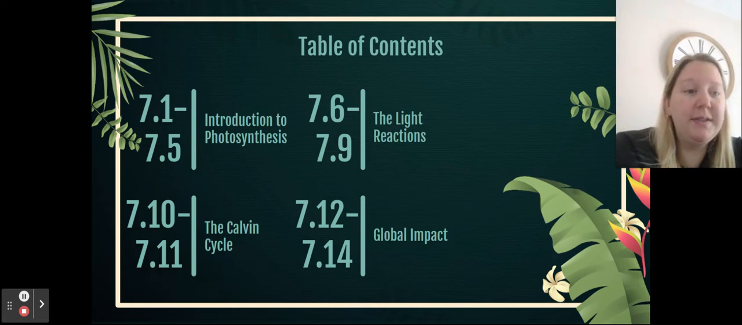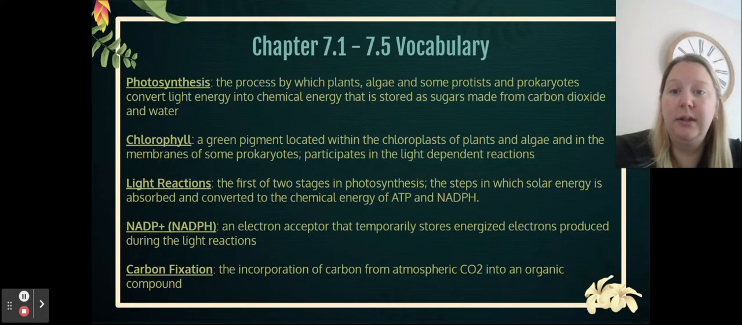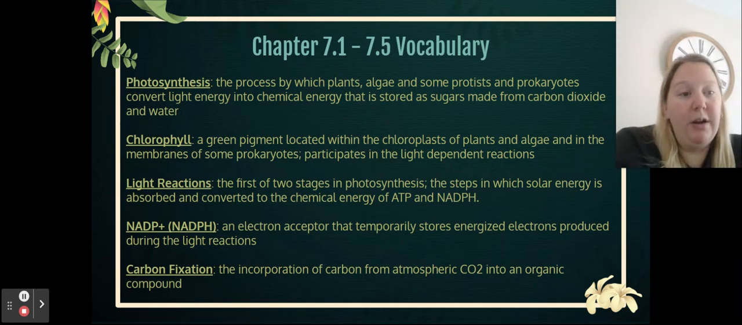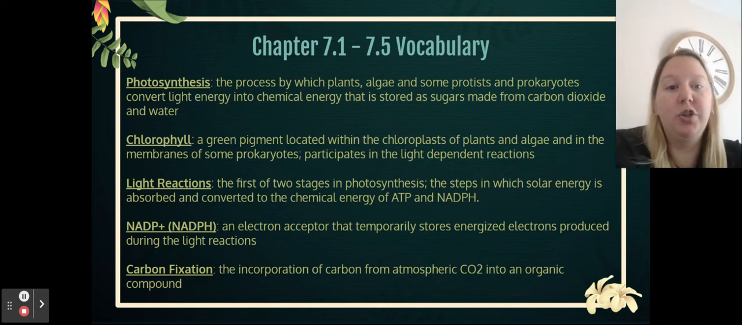Four brief sections in Chapter 7. We're going to look at the intro to photosynthesis, the light reaction, the Calvin cycle, and then the global impact. So photosynthesis is the process by which plants, algae, and some protists and prokaryotes convert light energy to chemical energy that is stored in sugars from carbon dioxide and water.